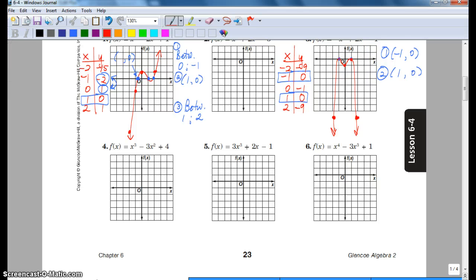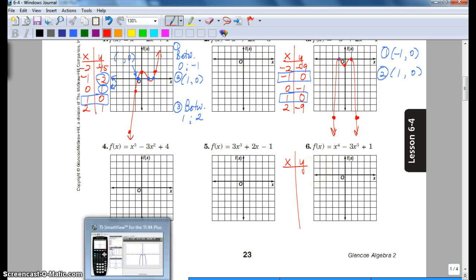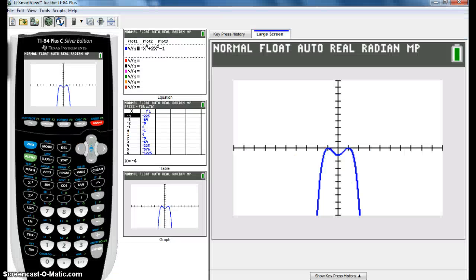Okay, so let's continue with looking at one more of these graph problems. And let's maybe take a look at number 6. With number 6, we've got ourselves f of x equals x to the 4th minus 3x to the 3rd plus 1. Let's go ahead and, yet again, make ourselves an xy table, and then graph on our calculators the function x to the 4th minus 3x to the 3rd plus 1.